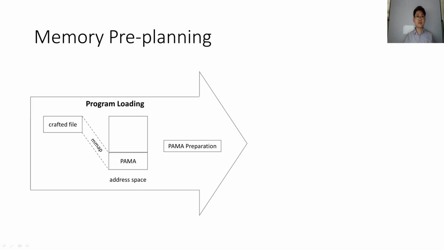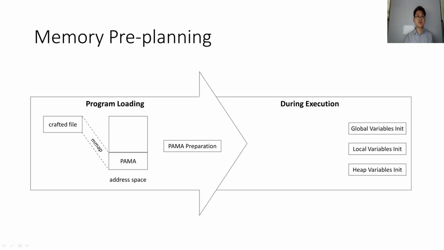When a program is loaded, a pre-allocated memory area, or PAMA for short, is prepared by invoking the mmap system call to map a file to the program address space. The file content is randomly generated in a way to minimize the chances of pointers pointing to unallocated space, which I will explain later. During execution, program variables, including global and local variables and heap regions, are initialized by PMP with random 8-multiple values pointing to PAMA.